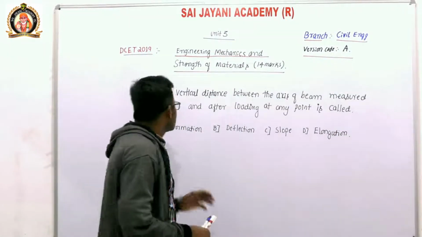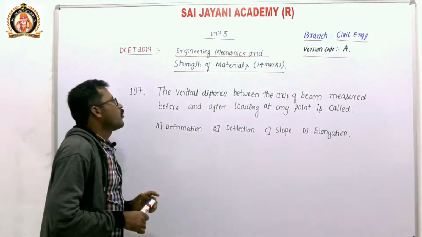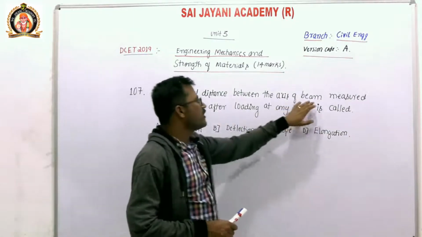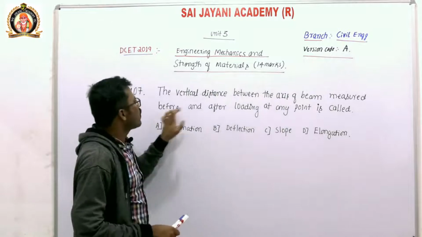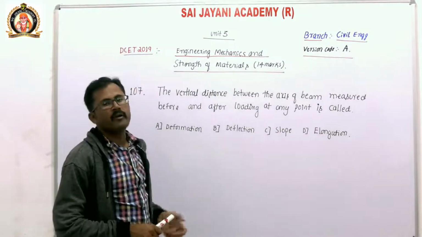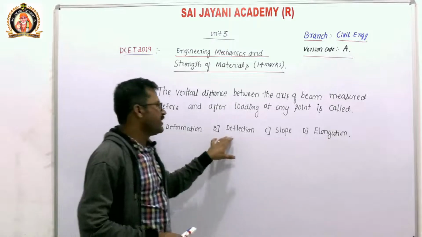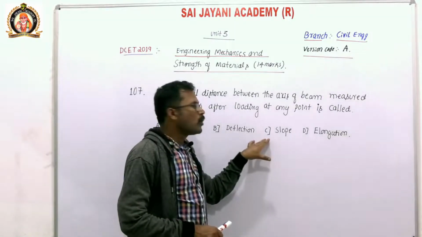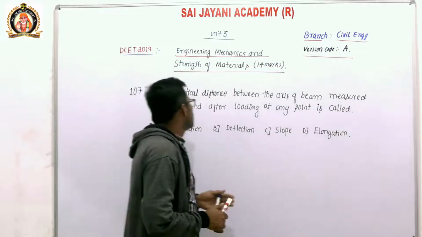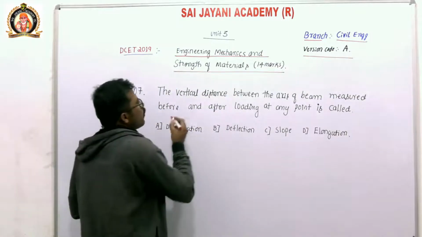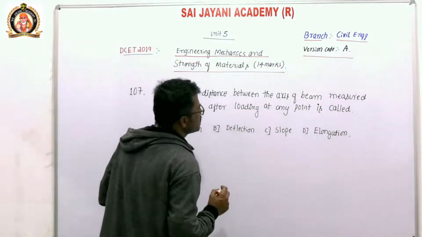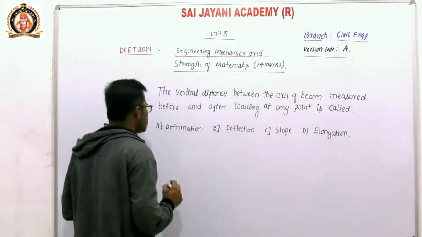So next question, question number 107. The vertical distance between the axis of beam measured before and after loading at any point is called option A, deformation, option B, deflection, option C, slope, option D, elongation. So the vertical distance between the axis of beam measured before and after loading.